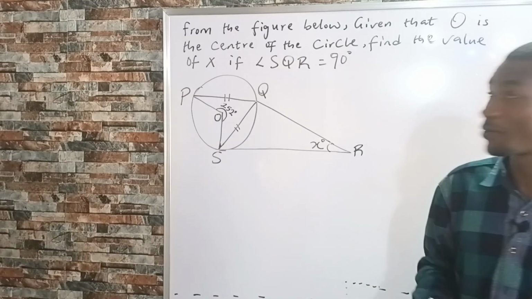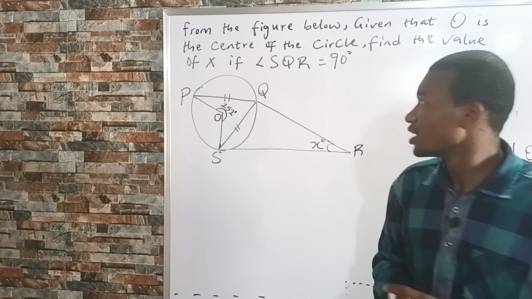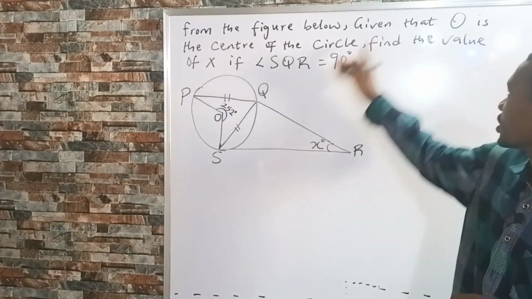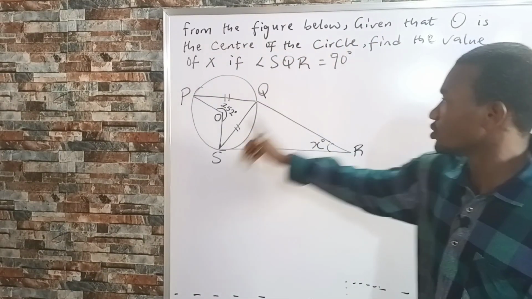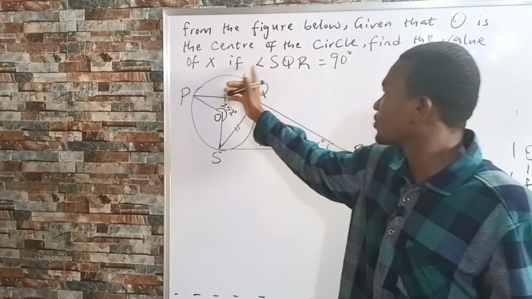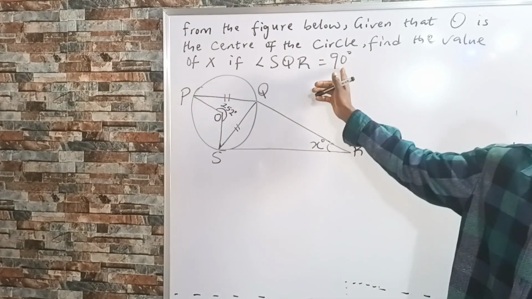Welcome once again. Let us solve this circle geometry problem on the board. Let's read out the question first of all. The question says from the figure below, which is this figure, given that O is the center of the circle, this O means the center of the circle, we are asked to find the value of x if the angle SQR is equal to 90 degrees.